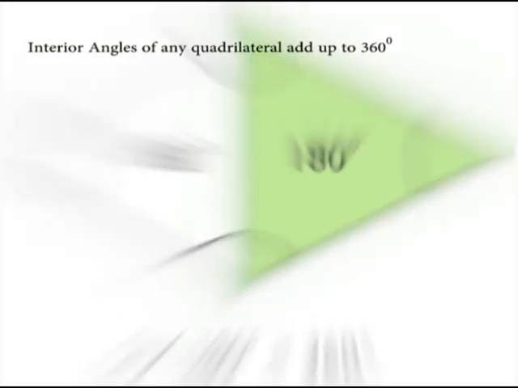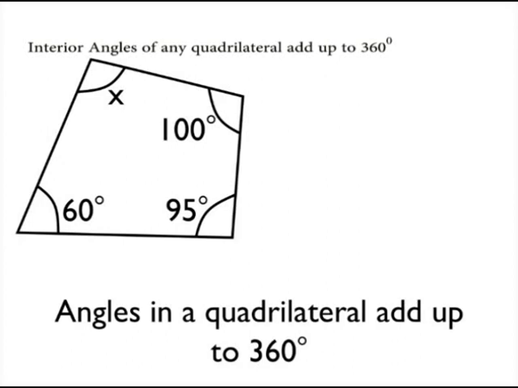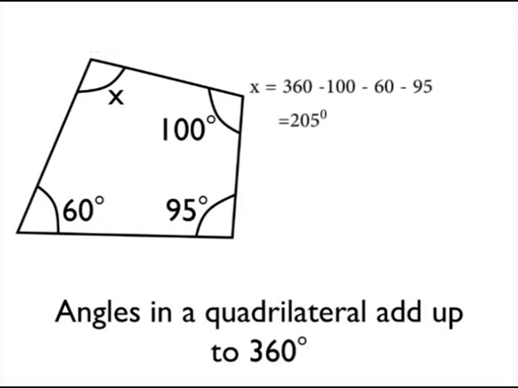So if, for example, we have this quadrilateral, we can find x. We do x is equal to 360 minus 100 minus 60 minus 95, which gives us 205 degrees. You will see that dividing a polygon into triangles is key to finding the sum of the interior angles of polygons. Let's do that.